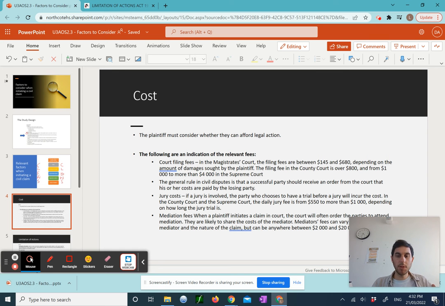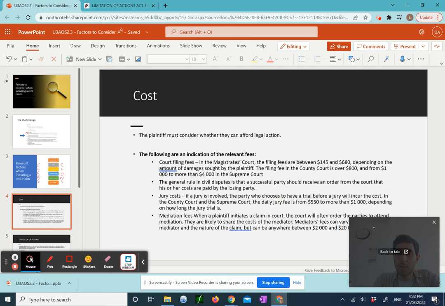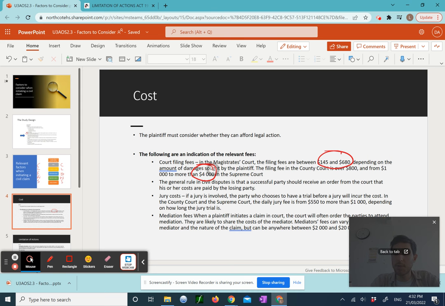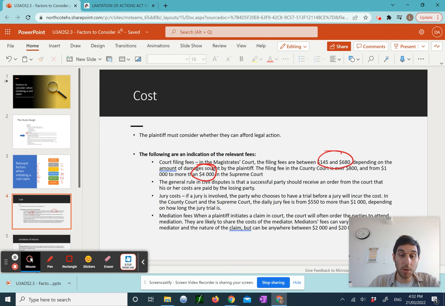This is pretty obvious. Before you decide to sue someone, you should do a calculation in your head. How much is it going to cost you, and is that cost going to be worth what you're going to get out of it? So, for example, court filing fees can be expensive. In the magistrate's court, it's not too bad, between $100 and $600. But if you're going to the Supreme Court, just to file the paperwork with them for your case, depending on the type of case, can cost up to $4,000. You may not have that money, so it may not be worth going to court.